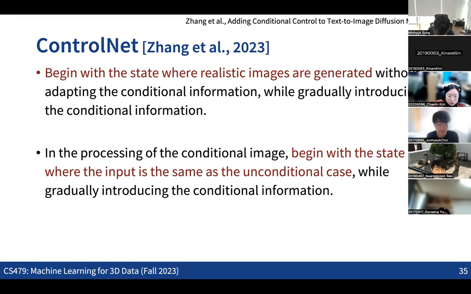But over the fine-tuning, we are gradually updating the parameters in a way that we can adapt to the conditional input information while still maintaining the neural net to produce realistic data. So that's the philosophy of the neural net architecture design, in a practical way. We want the neural net to produce realistic output images all the time over the fine-tuning, by starting from an initialization that is the same as the unconditional case.